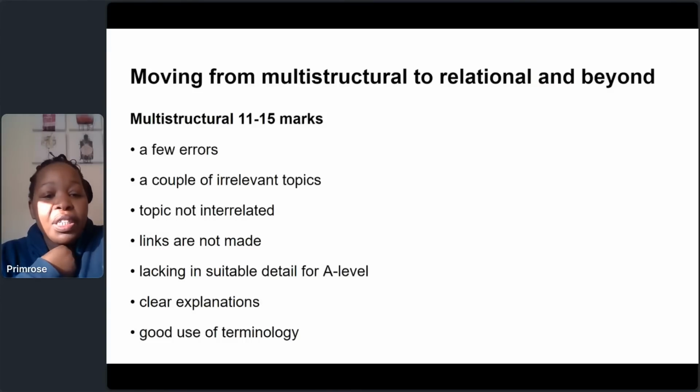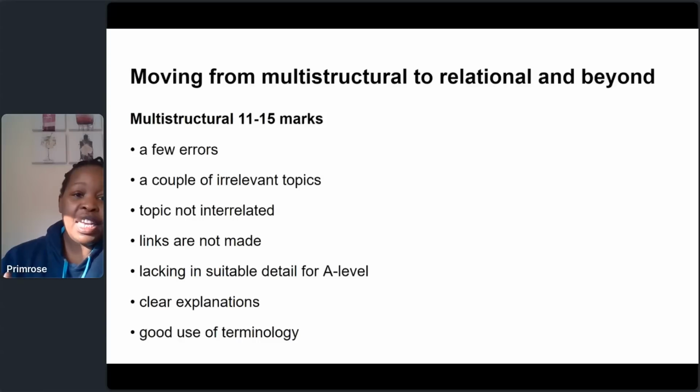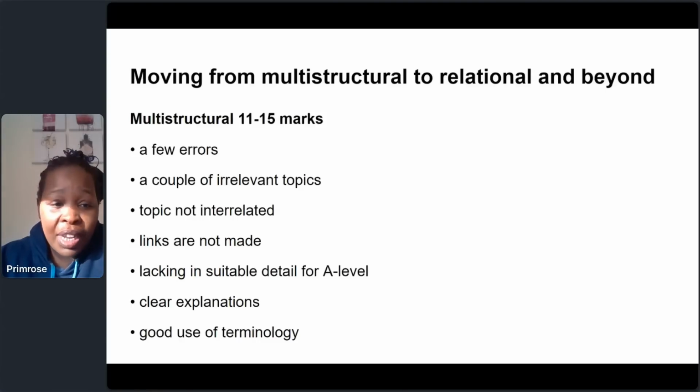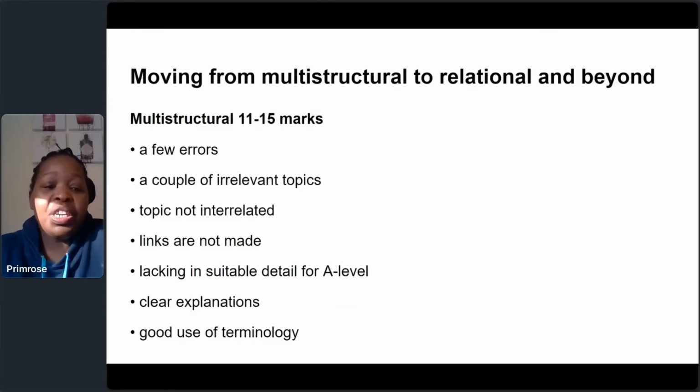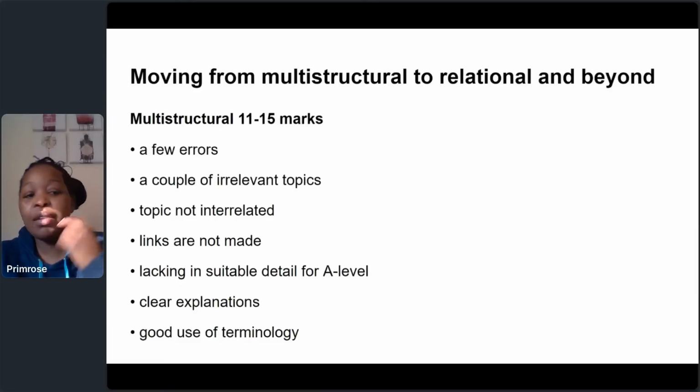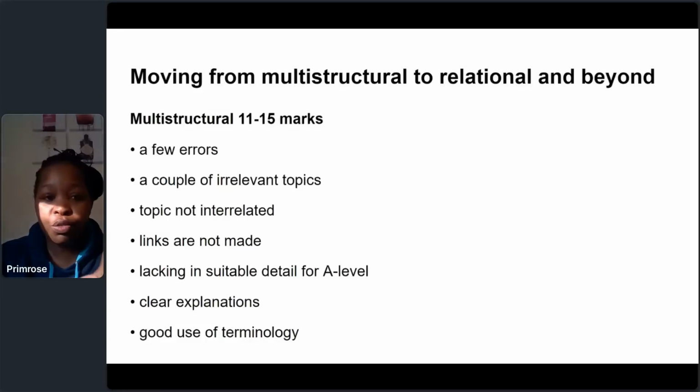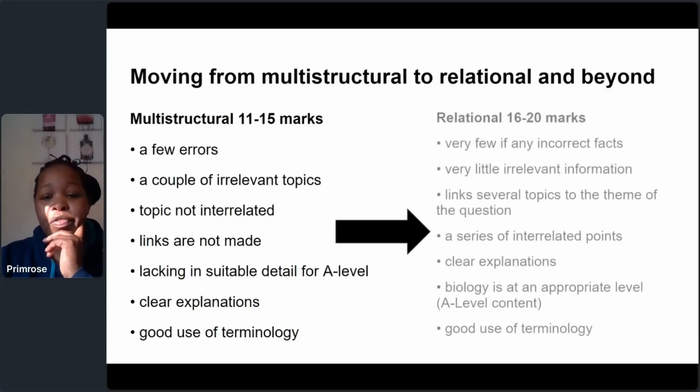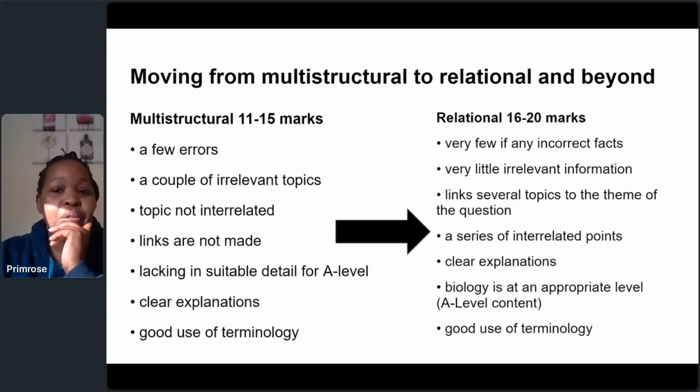If you're not writing enough detail for A-level, again, you're probably going to end up on the lower end of this band. You may have some clear explanations and terminology, but what we're aiming for here is having an overall. So making sure that your essay, for it to be relational, has very few errors, even fewer than multistructural.